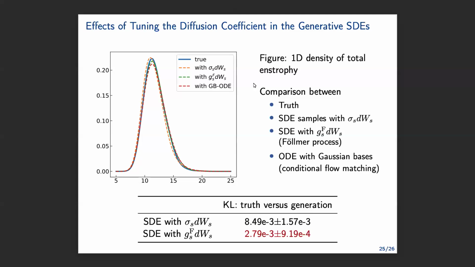Also, this is the number: the KL between the truth and the generation. The original one is 8 times 10 to the minus 3. With the optimized one, you get about 3 to 4 times better accuracy. Here they are plus or minus because we do multiple rounds and get some standard deviations.